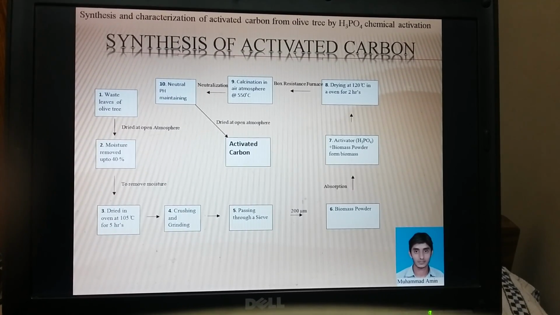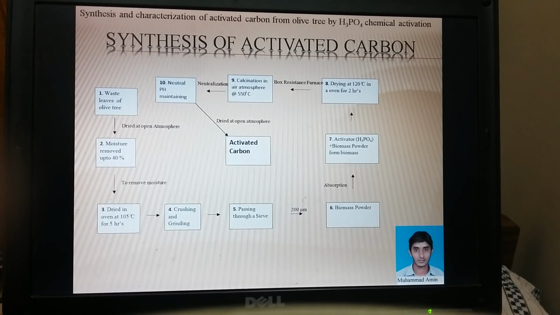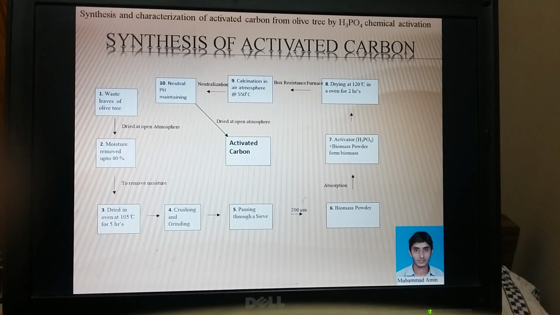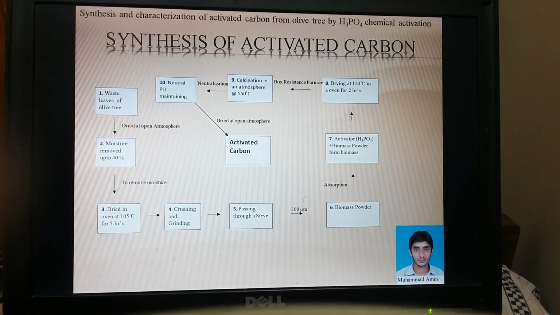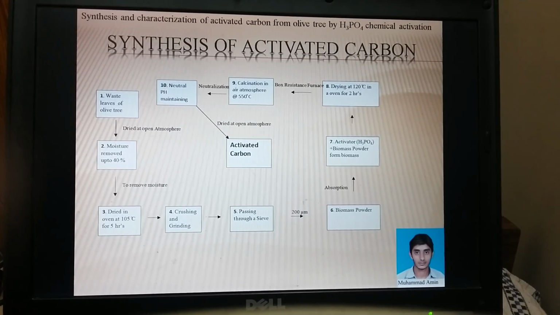The calcination temperature is 550 Celsius for 2 hours. After calcination, we get a char, so we convert the char into active carbon. We have to maintain a neutral pH by neutralization. So we wash the prepared char with distilled water, maintain neutral pH, and get the active carbon.